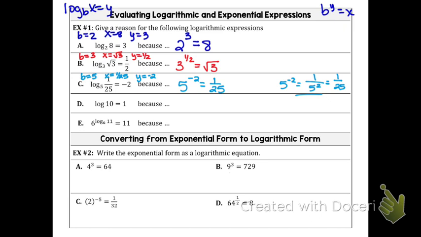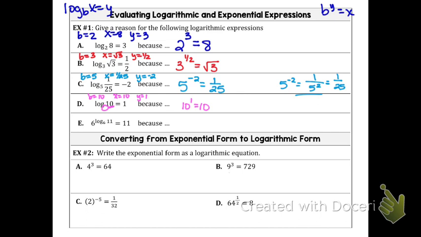Now D is what they were talking about if you don't have a base written. So we can see on D that there's no base written here, and it says log, which means its base is 10, of x, which is that number 10 that I'm underlining, and then y is 1. And so if I set it up, b to the y equals x, we know that 10 to the first equals 10.